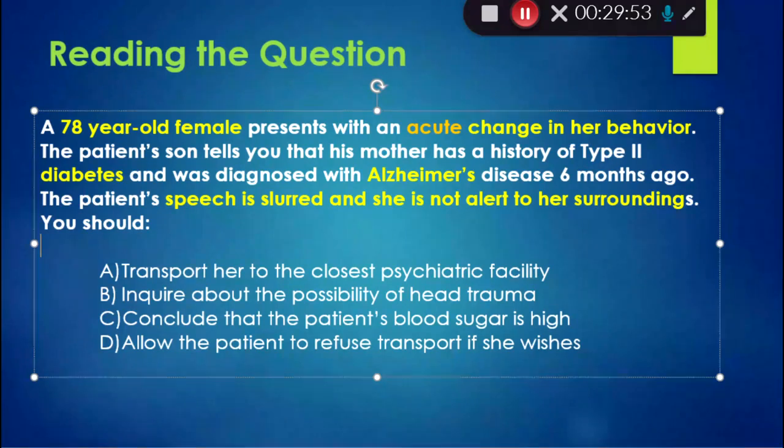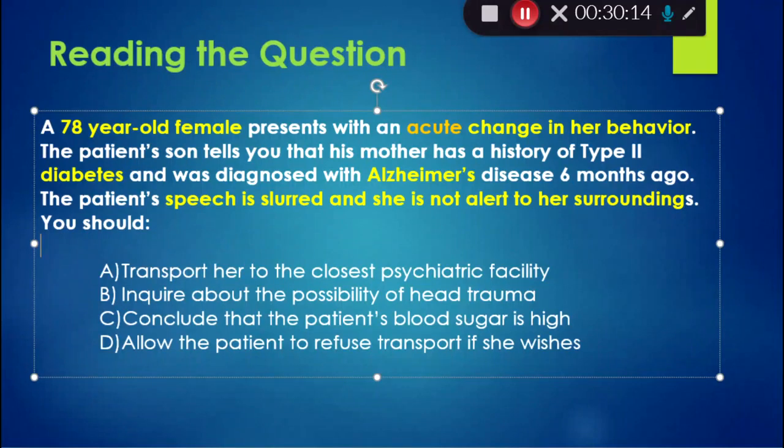B, inquire about the possibility of head trauma. She's 78 years old, she's diabetic, she has Alzheimer's. Is there a chance that she has maybe fallen and hurt her head? I would say there's definitely a chance. And is that part of our assessment?